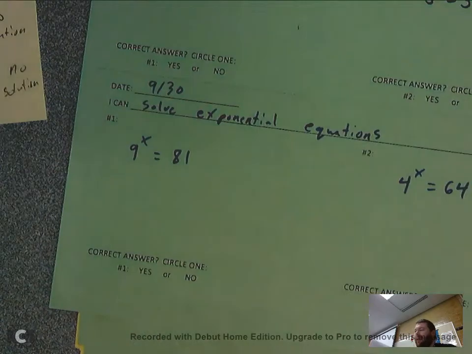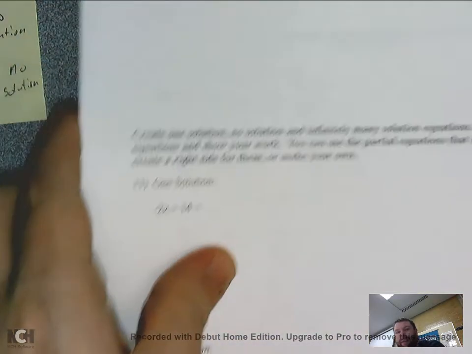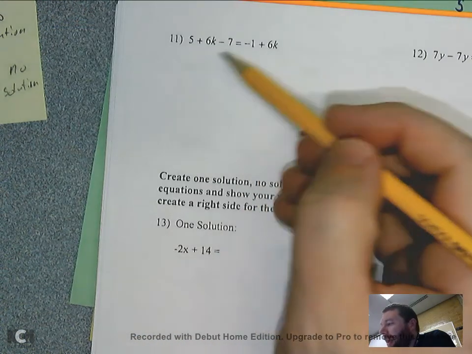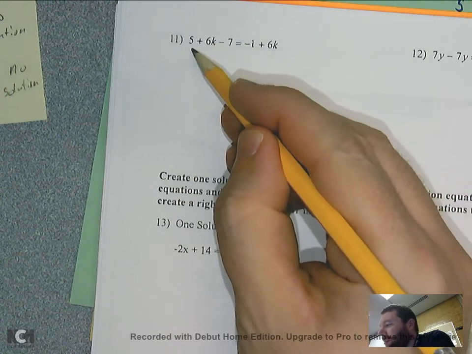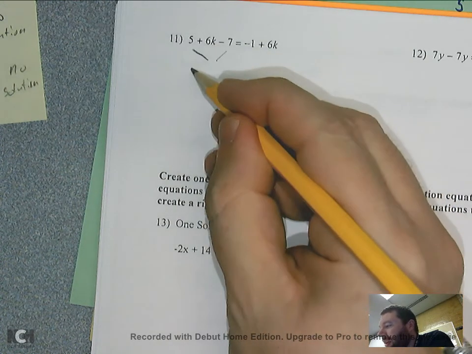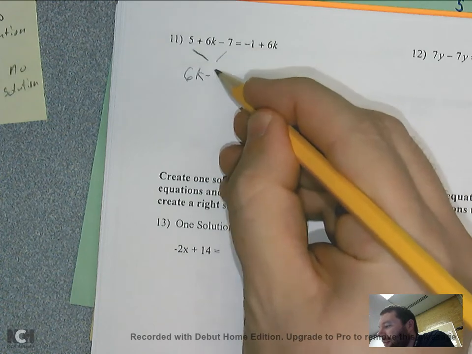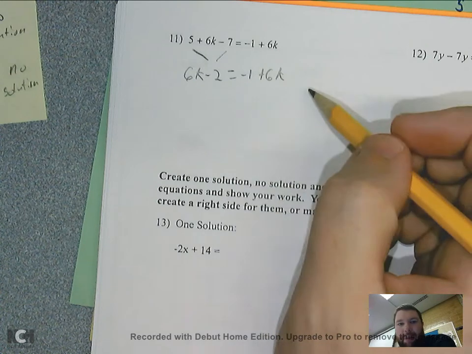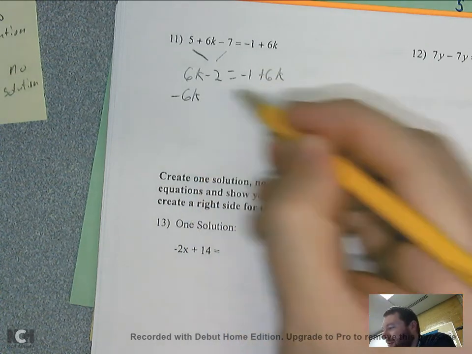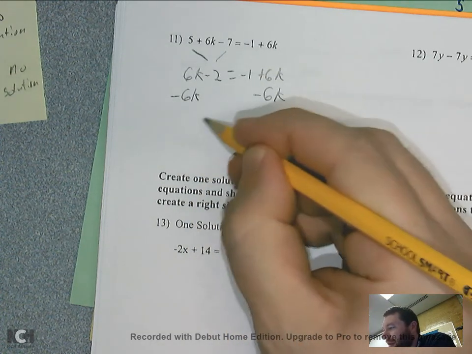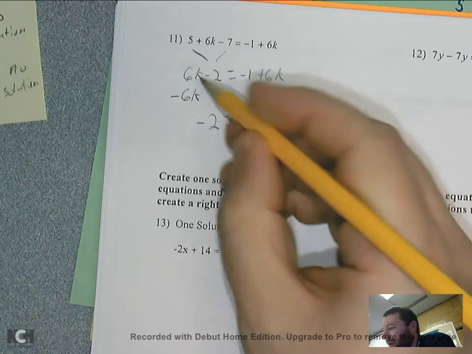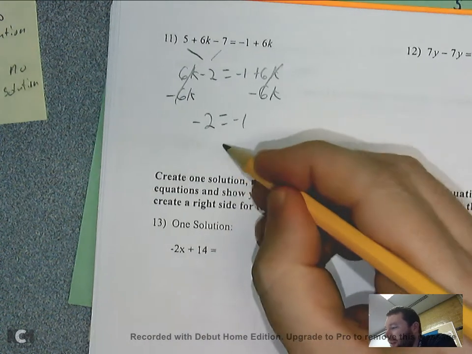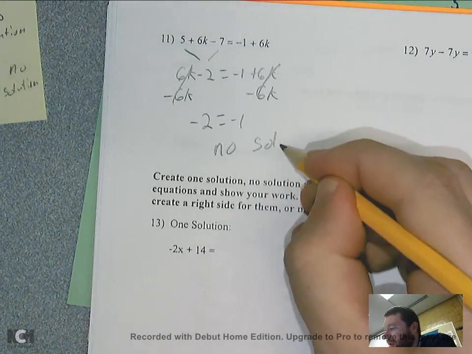Okay? Two more problems I'm going to do real quick. So we're going to do number 11 real quick here. I have like terms here, so I'm going to combine 5 and negative 7. I'm going to get 6k minus 2 equals negative 1 plus 6k. Then I'm going to move the variable to one side, so we're going to minus 6k to each side. That gives me negative 2 is equal to negative 1, because both those cancel out. So negative 2 does not equal negative 1. That is a no solution problem.